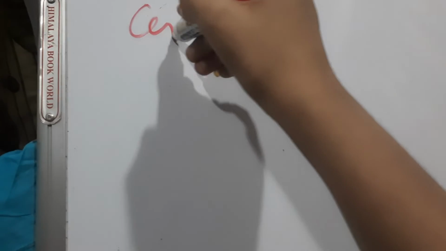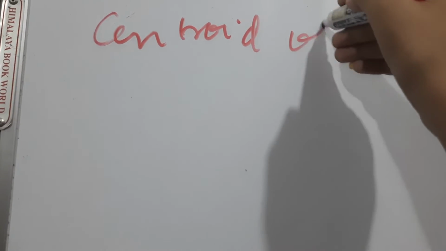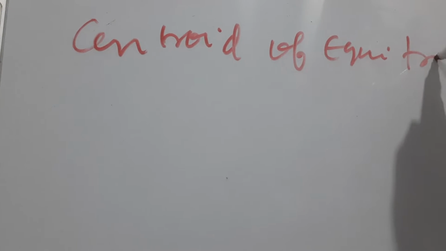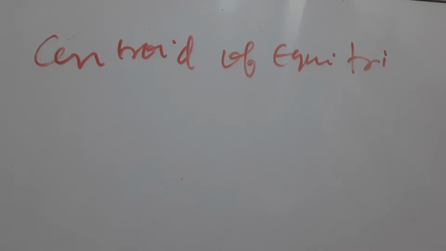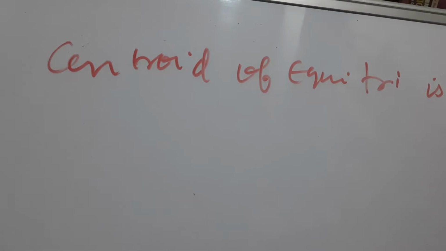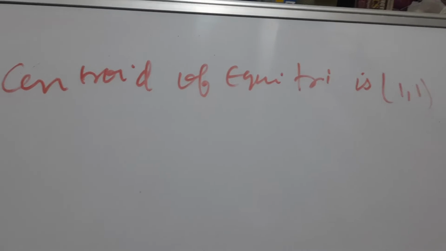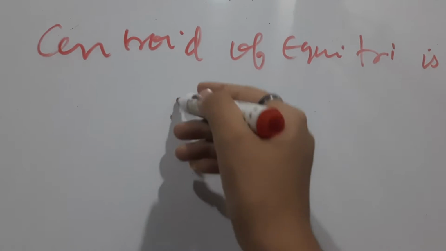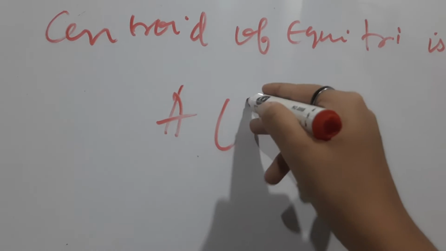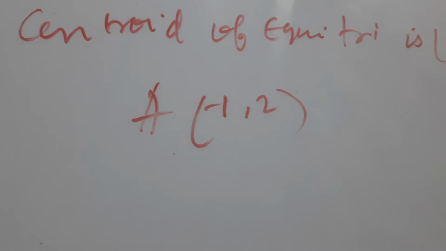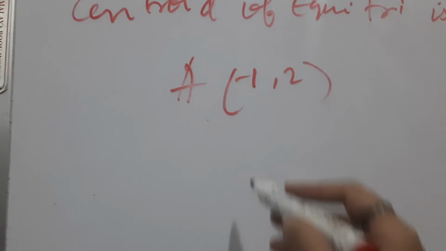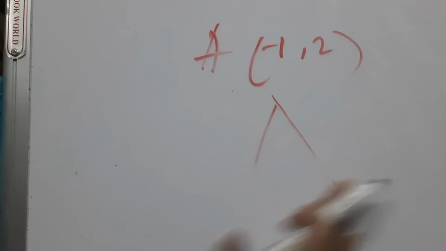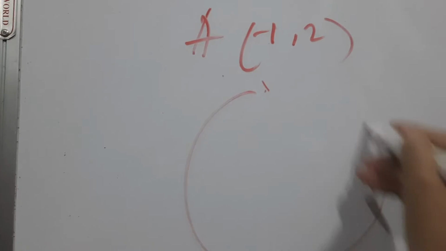Is that clear? So now our next question is that if the centroid of an equilateral triangle is 1 comma 1, okay, and one of the vertices, only one vertex is given, suppose it is A, which is minus 1 comma 2. Then the equation of the circumcircle is, so circumcircle means your triangle will be inside, or I'll draw the circle first.